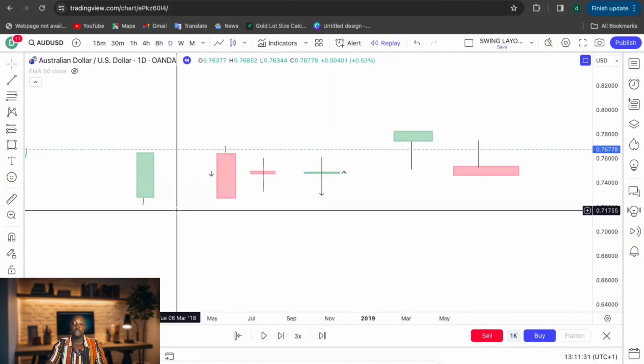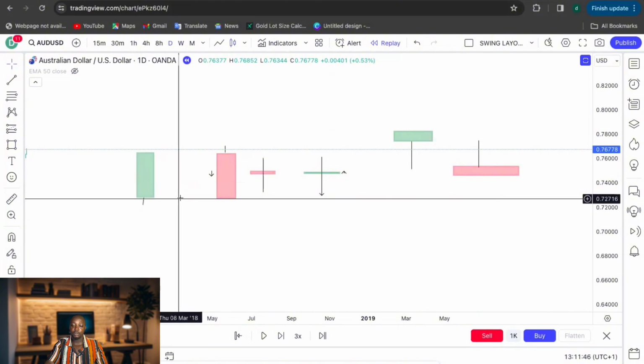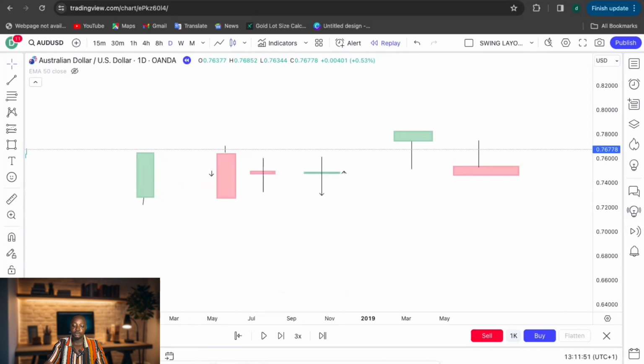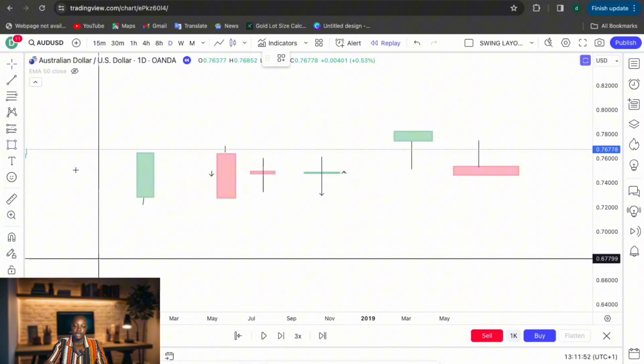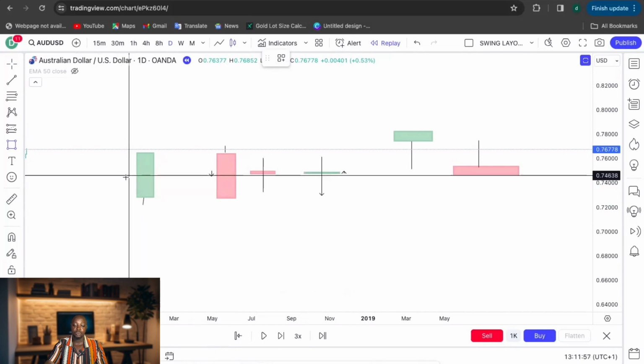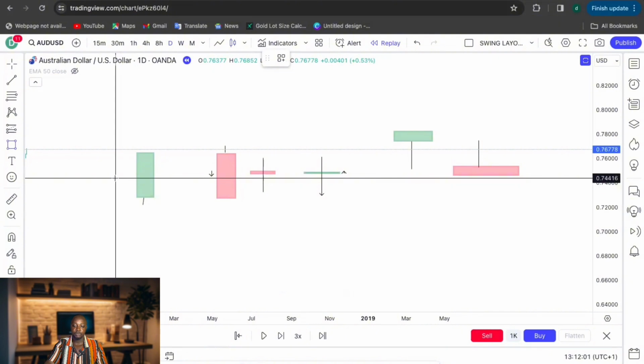Now, knowing these candlesticks, their use is useless if you don't know how to apply them. Okay, before I talk about application, let me quickly talk about engulfing. Now, an engulfing candle happens when the next candle completely covers the previous candle.